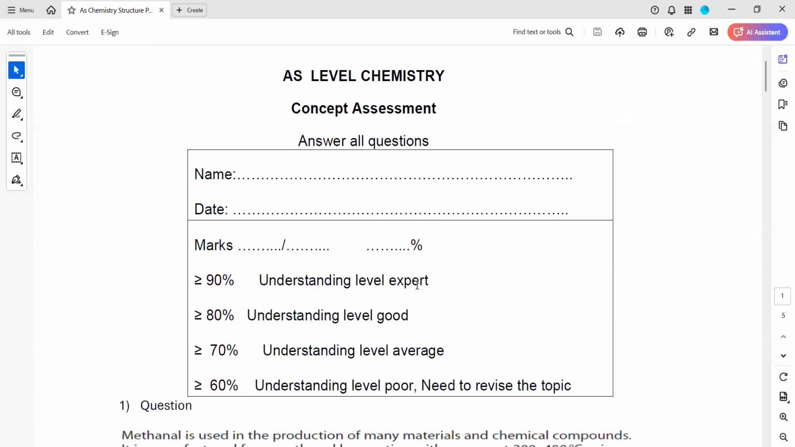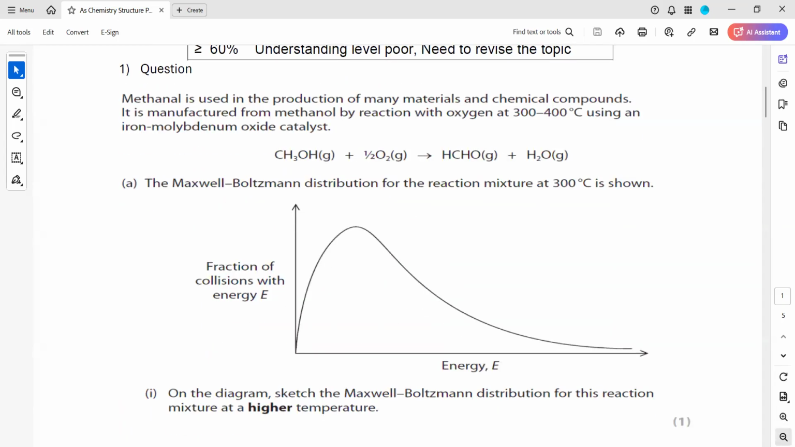This was structure pop quiz 16, the first pop quiz of the week. So I'll solve the questions.